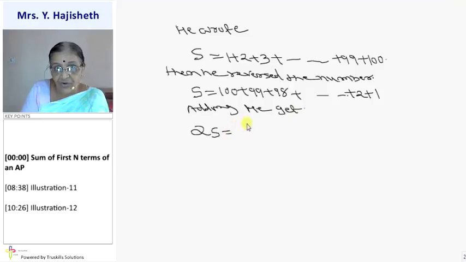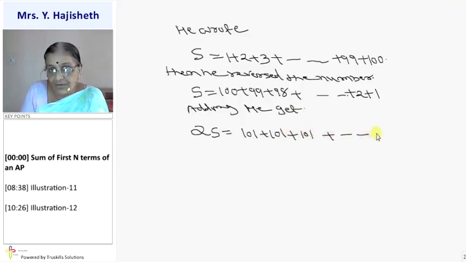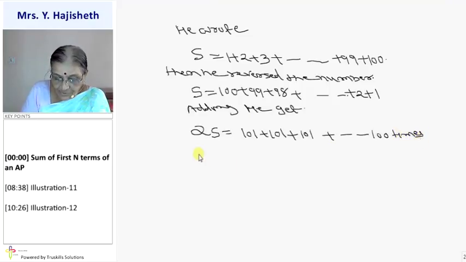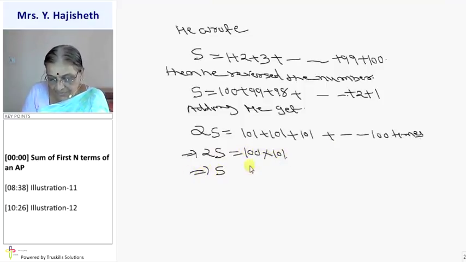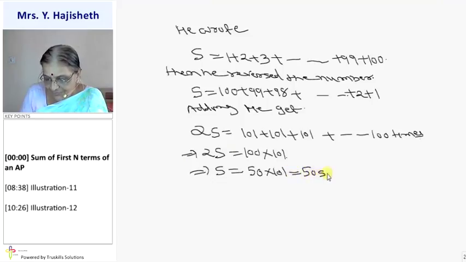And every time he got 101: 100 plus 1, 99 plus 2, 98 plus 3, all 101. How many times? 100 times. So, 2 times S is equal to 100 times 101. So only one time S. He was interested in getting only a single S. So 100 by 2, so 50 into 101. And that way he got the answer 5050.